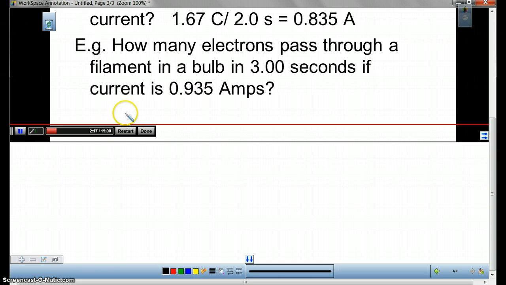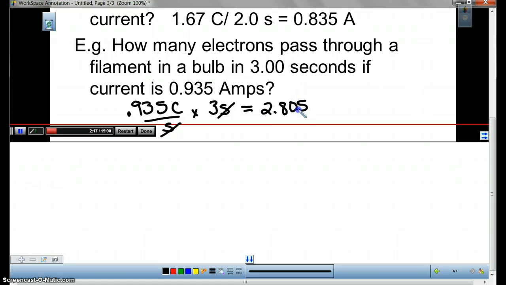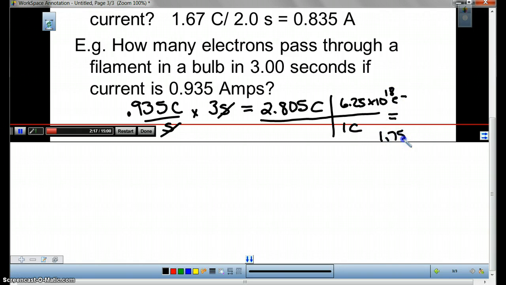All right, so what we're going to do is take that 0.935 amps, and we're going to call that coulombs per second, because that's what an amp is, times 3 seconds. So the seconds will cancel. We'll get 2.805 coulombs of charge. And like I said in the previous problem, 1 coulomb of charge is 6.25 times 10 to the 18th electrons. And so we get 1.75 times 10 to the 19th electrons.